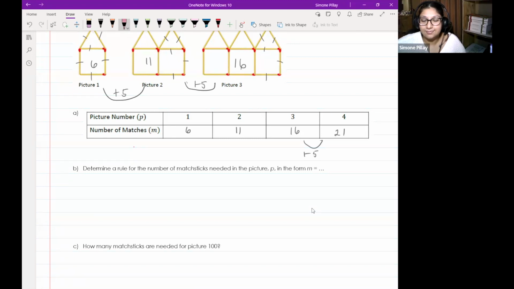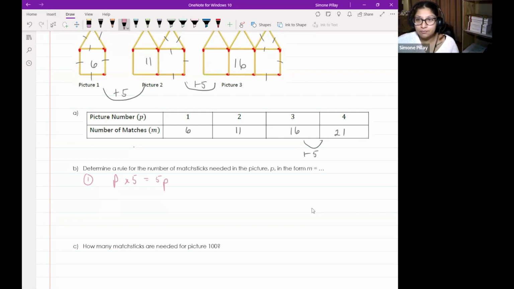First thing first, I believe it's N representing the number of matches. So I think we just said P for the picture number. Yes. And the rule is times 5. Okay, am I saying P times 5? Yes, ma'am. Yes, I take my input times 5. Yes, you're right. Equals 5P.